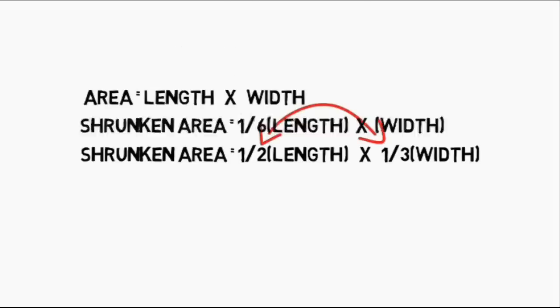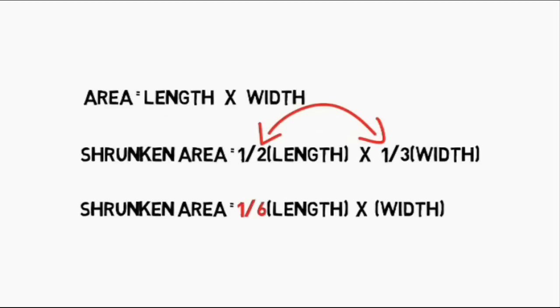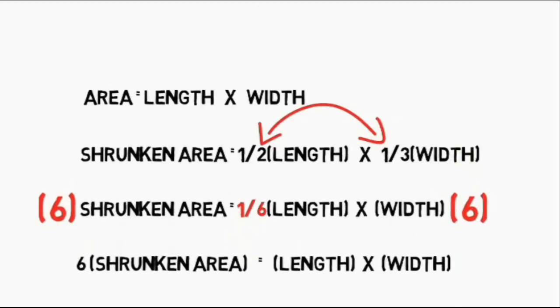And we can simplify this even further by multiplying the 1/3 times the 1/2, and the area of the shrunken pool will be equal to 1/6 times the length times the width. Now, if you multiply both sides of this equation by 6, on the left-hand side, we have 6 times the shrunken area, and on the right side, the 1/6 and the 6 cancel each other out, so we just have the length times the width.